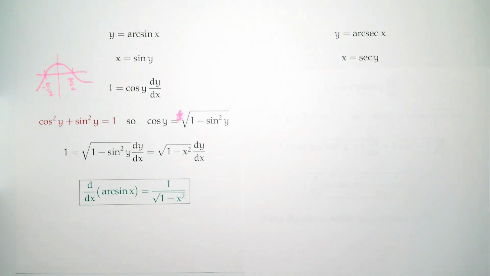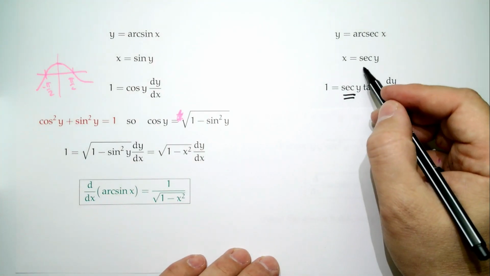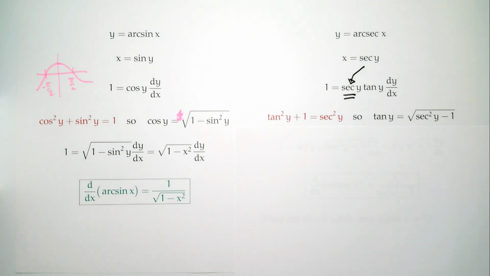Same process. x equals secant y, derivative of secant. Do you remember that? Derivative of secant is secant tangent. Now, the good news is, this secant is going to be really easy to work with. It goes straight in. What do we do with the tangent? Well, we use our identity. So tangent squared y plus 1 equals secant squared y. So tangent of y is equal to the square root of secant squared y minus 1.